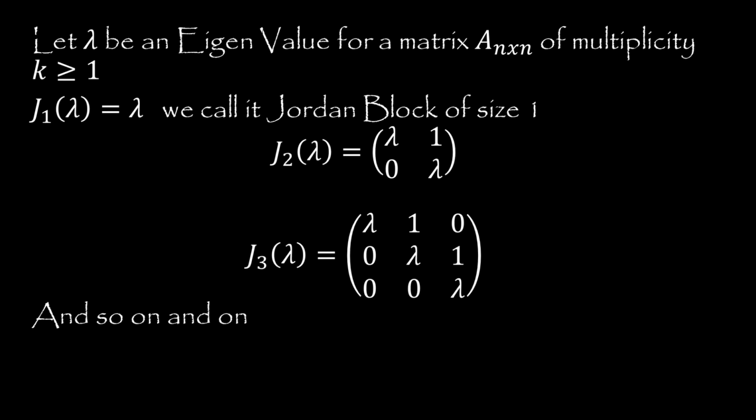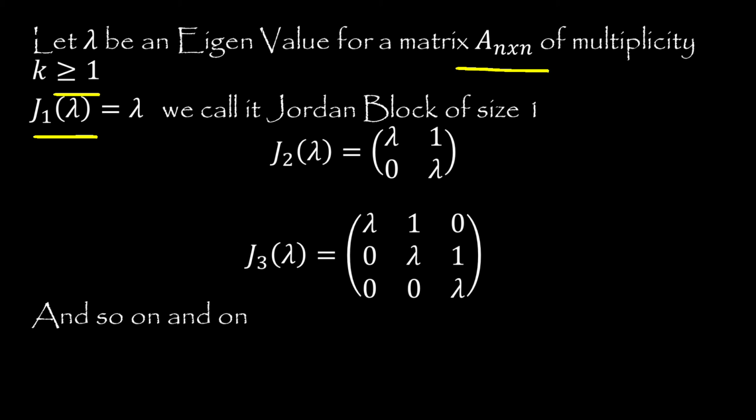Let alpha be an eigenvalue of this square matrix, of a multiplicity greater than or equal to 1. Then I want to introduce something very important while we are discussing Jordan canonical forms, which we call Jordan blocks.